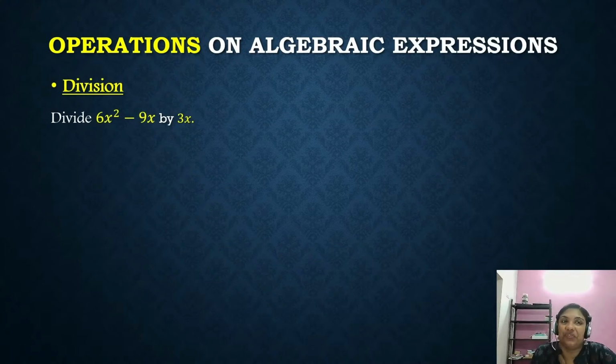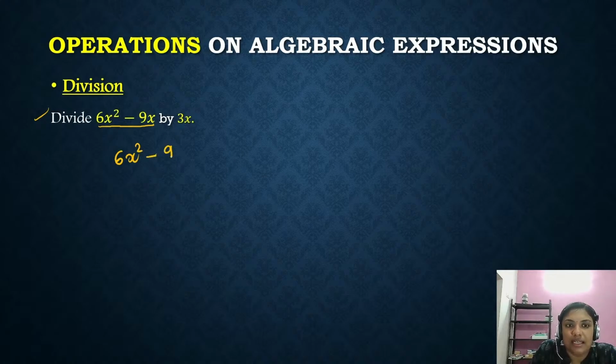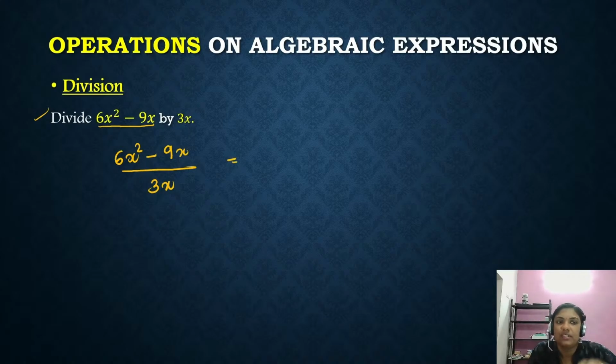Now comes division. Okay, so let's read the question. Divide 6x square minus 9x by 3x. Okay, let's write this. 6x square minus 9x divided by 3x. Okay, now 6x square minus 9x. Can we take any common factor outside? 6 and 9. What's the common factor there?